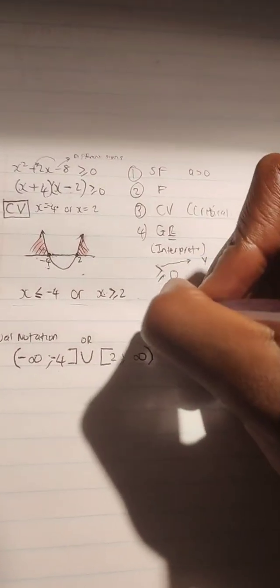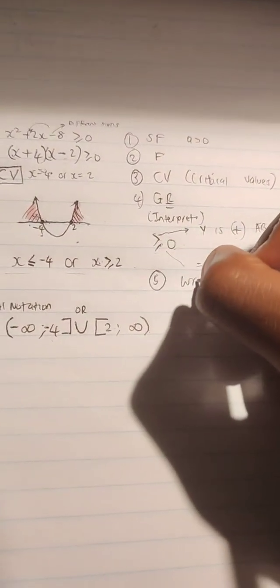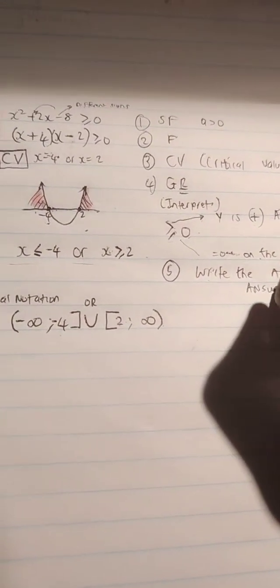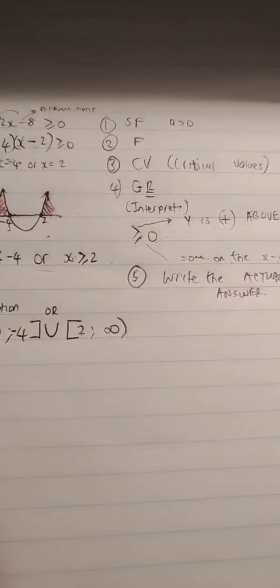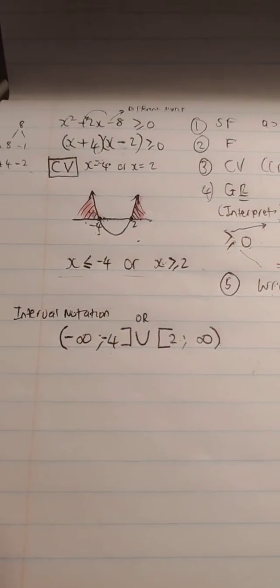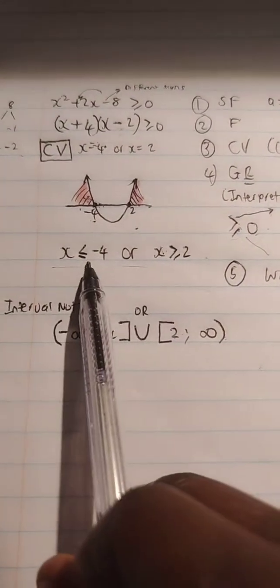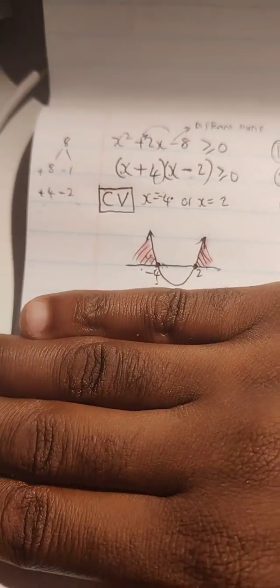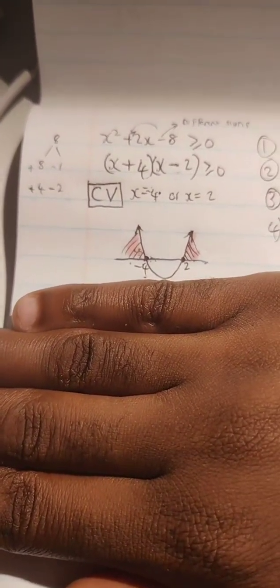So that's why I say the fifth and final step is to write the actual answer. And that actual answer, guys, is worth 2 marks in normal ordinary exams. So if you stop there at the graph, you will lose 2 marks.